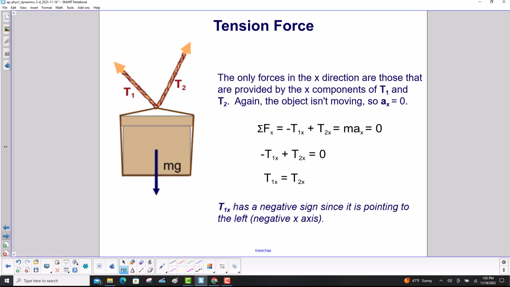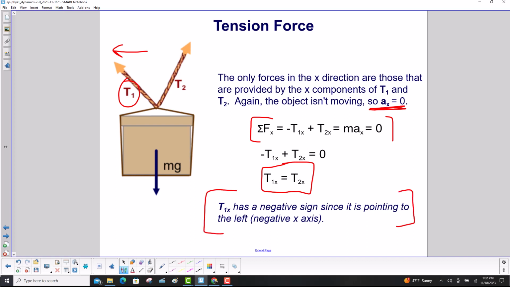Now let's work in the x direction. The only forces in the x direction are those provided by the x components of T1 and T2. Again, the object is not moving, it's in static equilibrium, so a sub x is 0. So the sum of the forces is minus T1x, we're going to assume that direction is negative, plus T2x equals m a sub x, which equals 0. Minus T1x plus T2x equals 0, and then we show this: T1x is equal to T2x. And once again, T1x has a negative sign, such that it is pointing to the left.